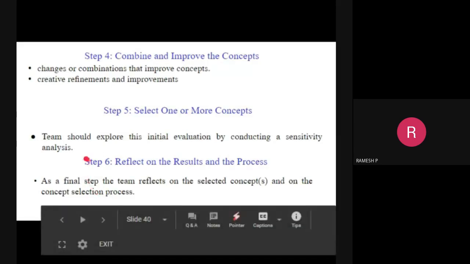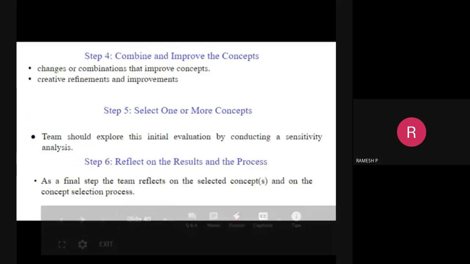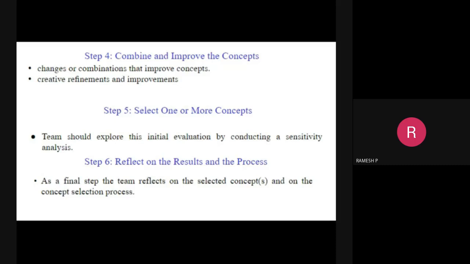The team should explore this initial evaluation by conducting a sensitivity analysis. That's what I said: look for uncertainty. Don't look for certainties alone. The team members can assess whether any uncertainty, any surprises, any misfortunes can arise over a specific criterion in the specific concept. They should do sensitivity analysis. Look after each and everything in a sensitive manner.